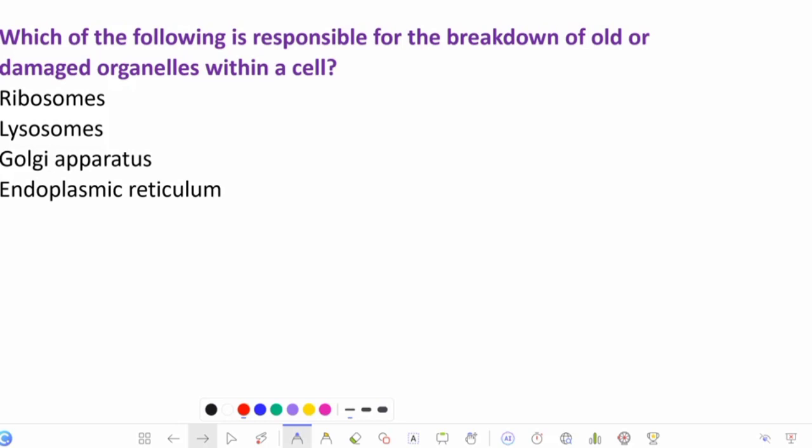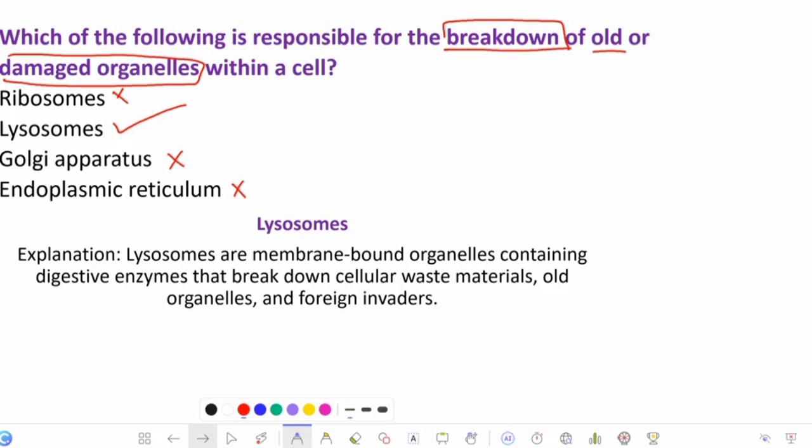Which of the following is responsible for the breakdown of old or damaged organelles? Breakdown, digestion of old or damaged organelles within the cell: ribosomes, lysosomes, Golgi apparatus, endoplasmic reticulum. Ribosomes are involved in protein synthesis, so that is an incorrect option. Golgi apparatus: protein modification, secretion, storage. Endoplasmic reticulum: protein synthesis. Lysosomes contain hydrolytic enzymes, that's why they are responsible for the breakdown of all damaged organelles within the cell.